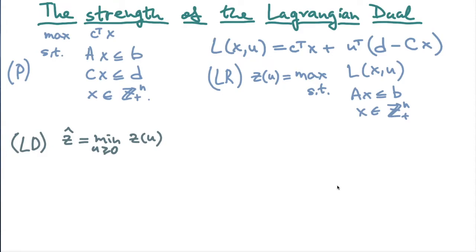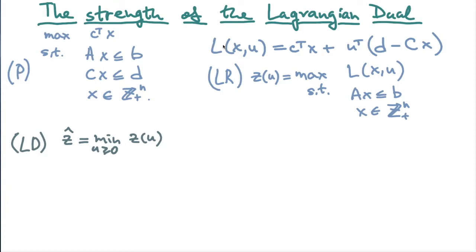Alright, next we are going to investigate the strength of the Lagrangian dual for an integer program. We are going back to our integer program with two sets of constraints. Remember, these were the easy constraints, these were the complicating constraints, and we have the variables x that are non-negative integers. So we are looking at this problem P.